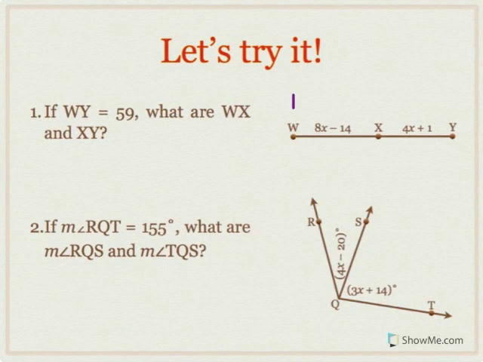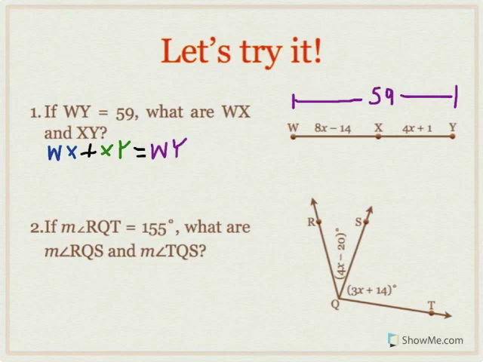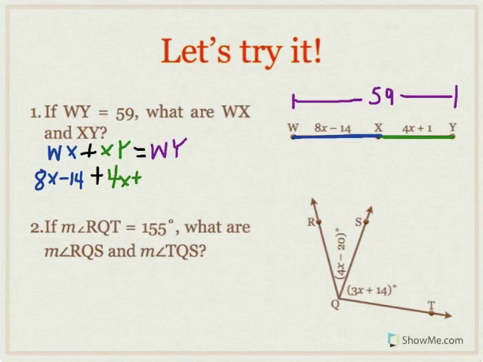In our first problem, we are told that the distance from W to Y is 59. And now if we use our segment addition postulate, that tells us that the distance from W to X plus the distance from X to Y has to equal the distance from W to Y. Now let's substitute in the values that we know. The distance from W to X is given to us as 8x minus 14. We'll add that to the expression for XY, 4x plus 1. Of course, that has to equal the total length, 59.